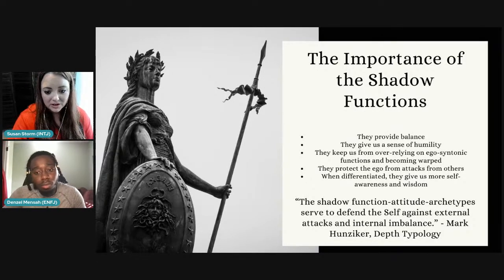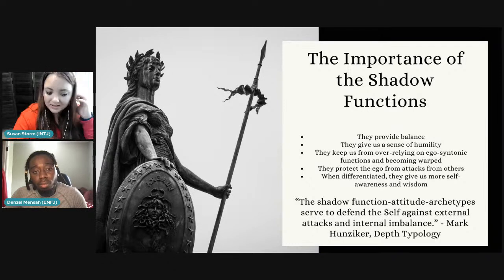The shadow functions also serve to protect the ego from attacks from others. So we talked a little bit about that last week, how the opposing role can protect the dominant function from attacks from others. And when differentiated, when integrated, they give us more self-awareness and wisdom. So Mark Hunziker says, the shadow function attitude archetypes serve to defend the self against external attacks and internal imbalance.